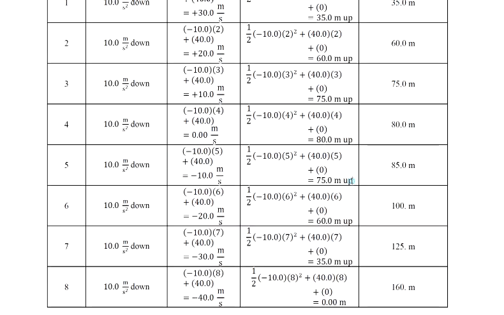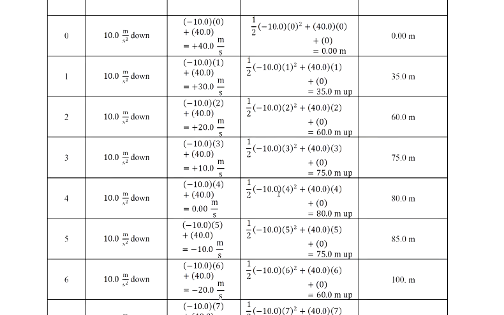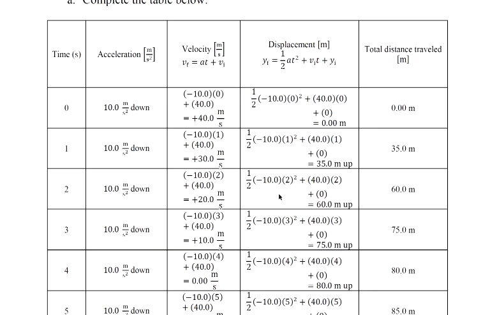After 5 seconds, the object is now going to go from 80 meters up to 75. That means it's going down. Then at 6 seconds, the object is only 60 meters above the surface. After 7 seconds, the object is 35 meters above the surface. And finally, after 8 seconds, you just plug it into the equation, the object is at the surface. So you can see with the displacement, the object goes up, it reaches a maximum of 80 meters, then it starts going down.